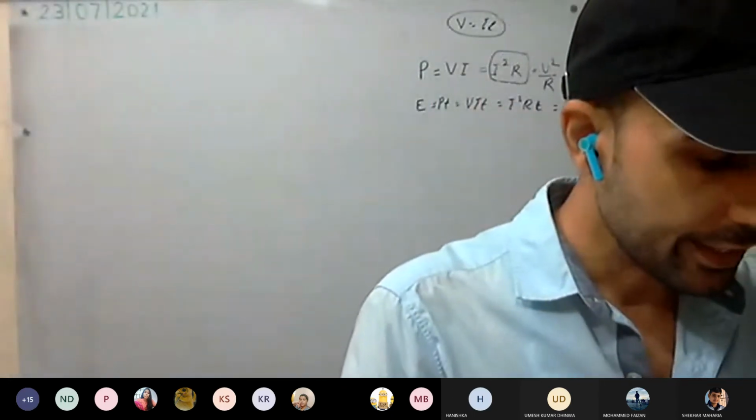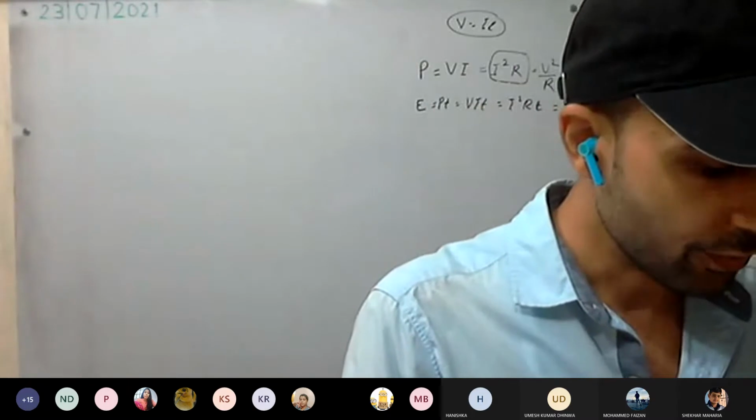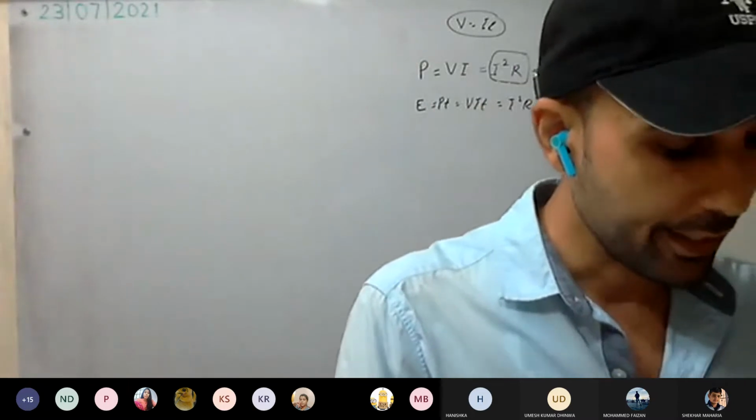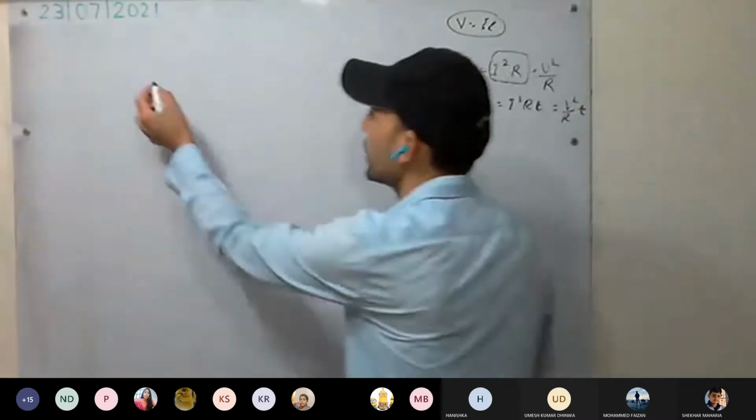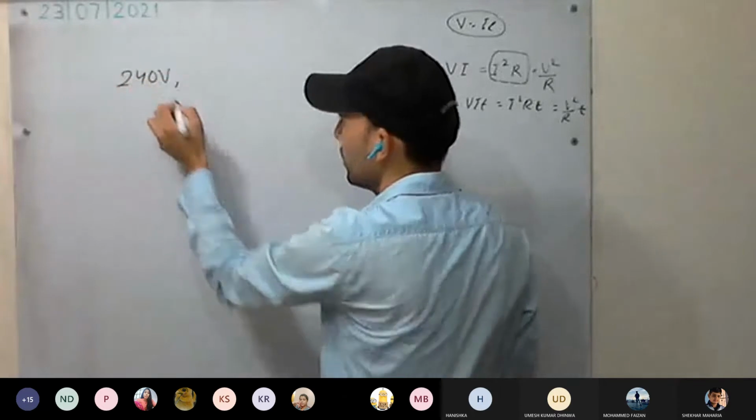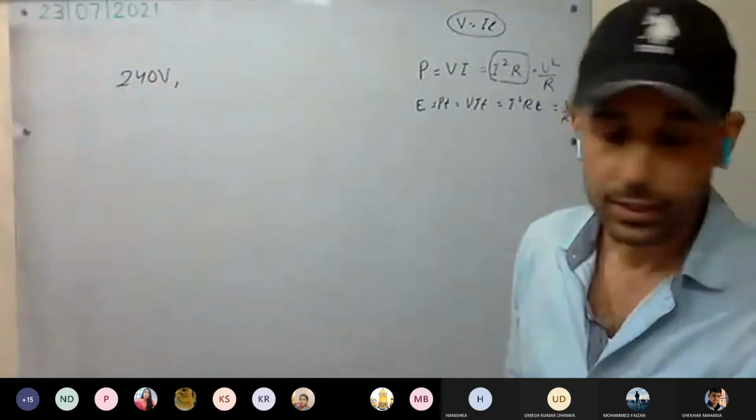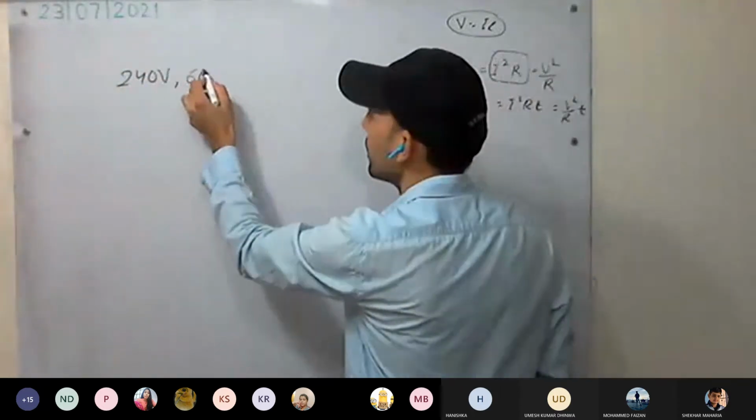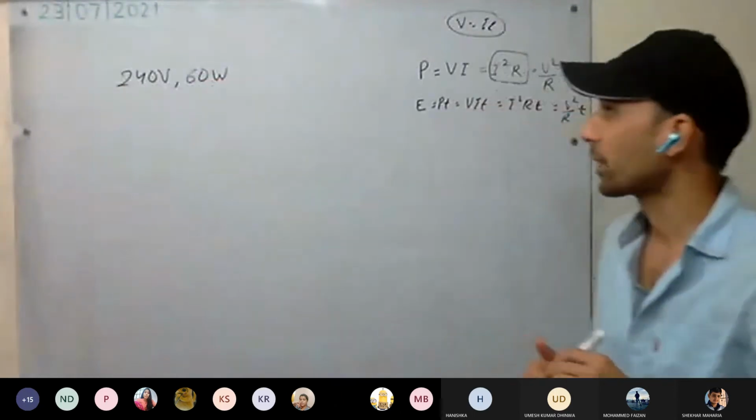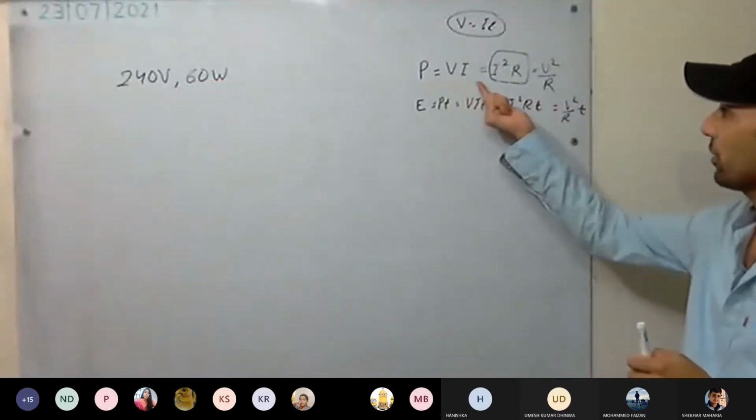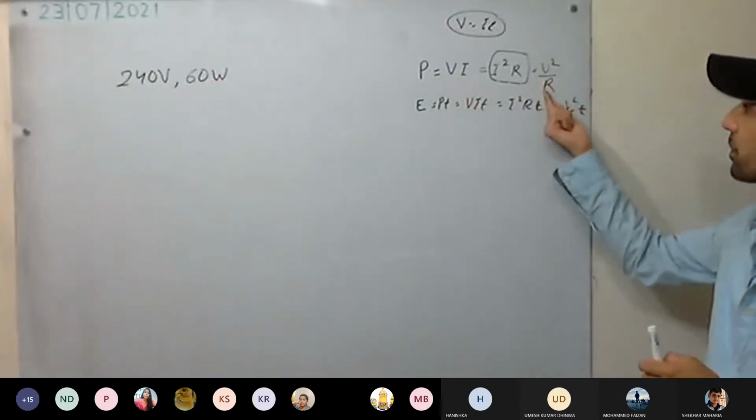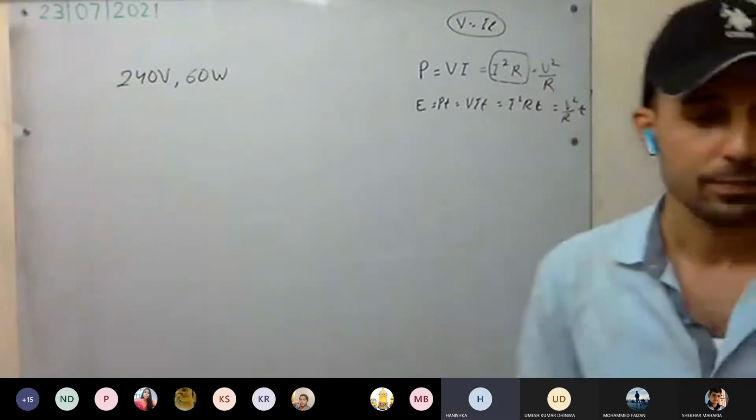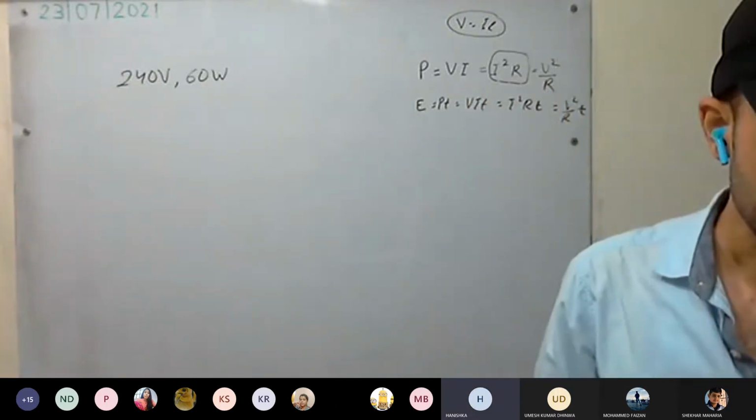Eleventh question. What is the resistance under normal working conditions of an electric lamp rated 240 volt, 60 watt? Okay, calculate it. Resistance we have to calculate. So which formula we can use? Last one. V square by P. V square by R. Okay, calculate it.